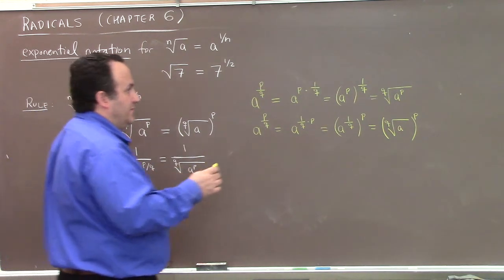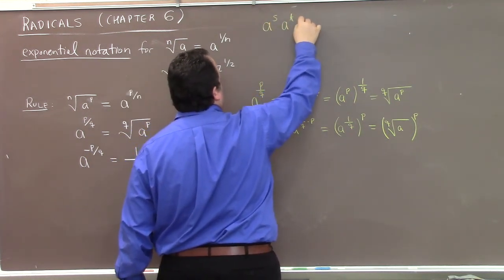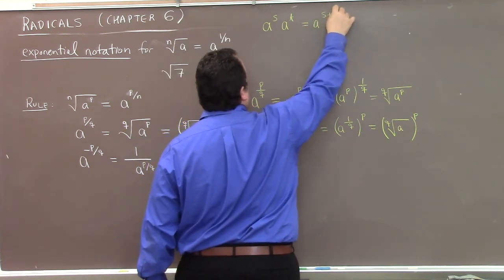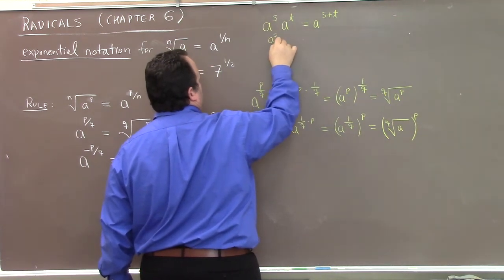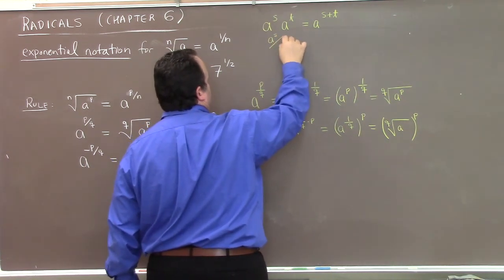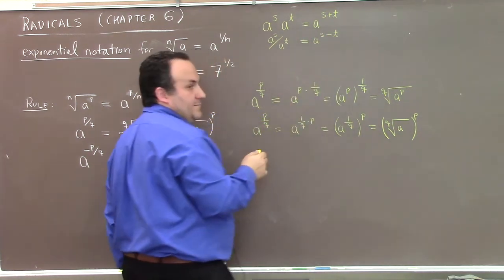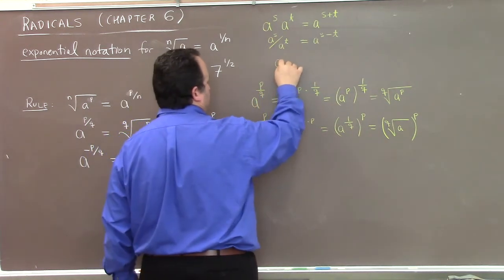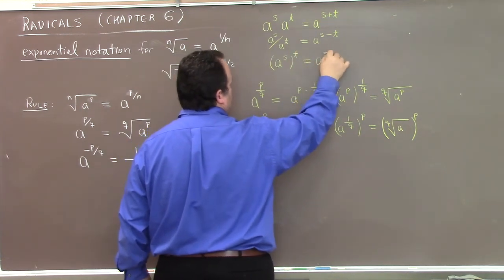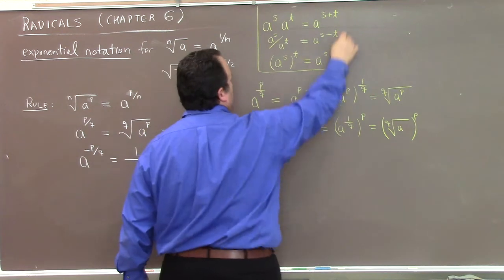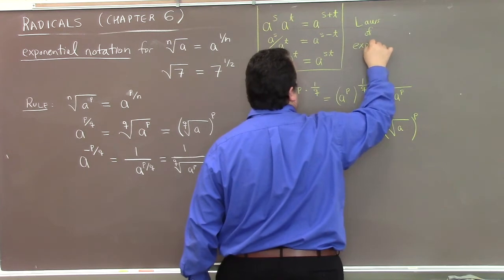So the main rules that we have to work with here are these. a to the s times a to the t is equal to a to the s plus t, and a to the s divided by a to the t is equal to a to the s minus t. And then this one, a to the s to the t power, is a to the st. So these are the laws of exponents, yeah? Or laws of exponentials.